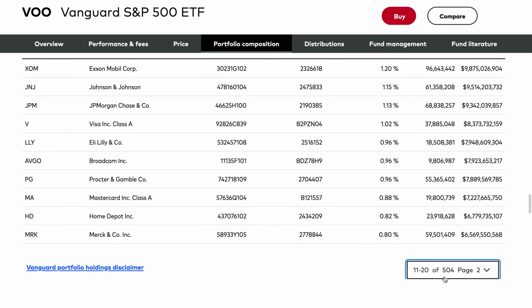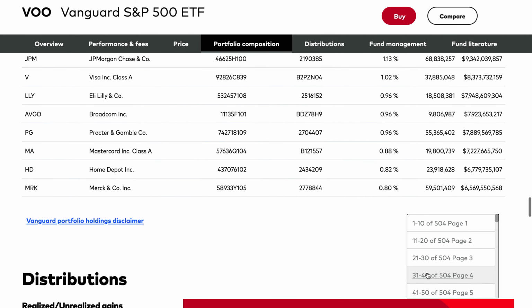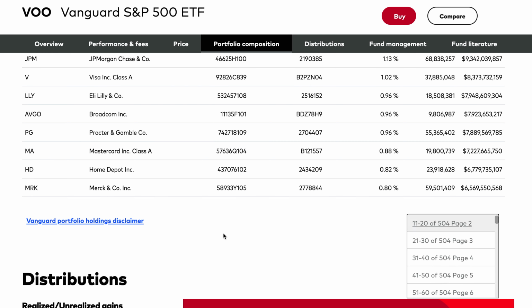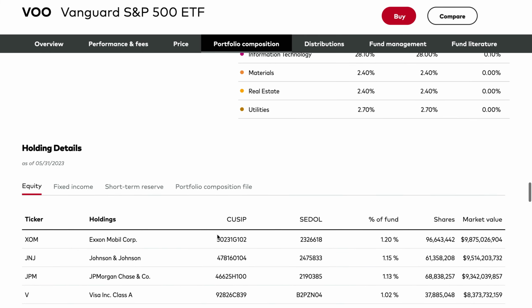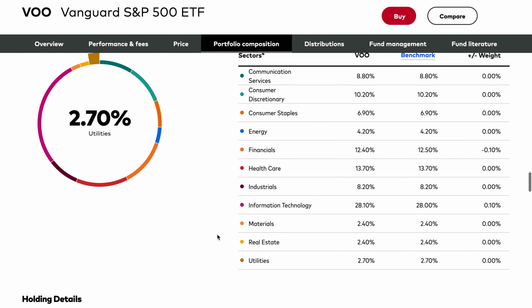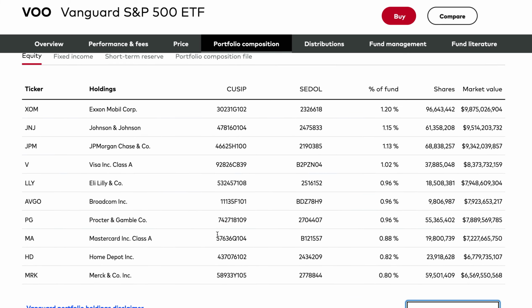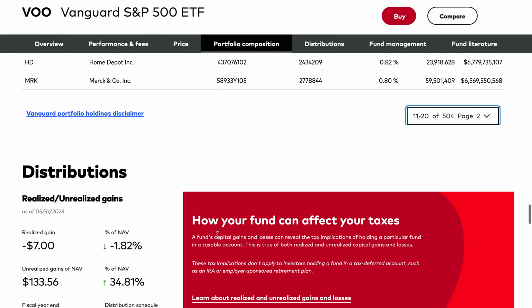So I encourage you, if you like to learn about these ETFs, to go page by page and you can see all of the different holdings, and it's super great. And there's a lot of pages. And if you did not want to do that, you could just look at the top 10 or the top 20, as that makes up a large concentration of this fund as well.